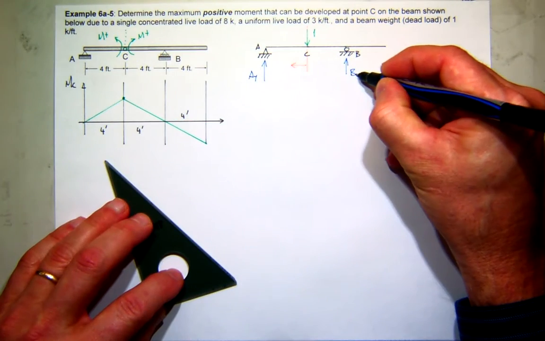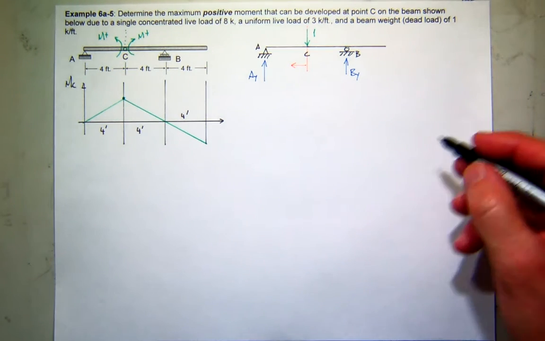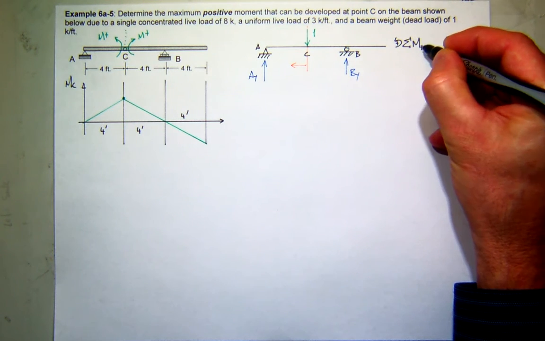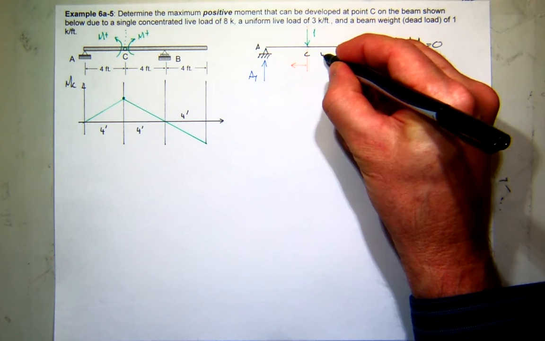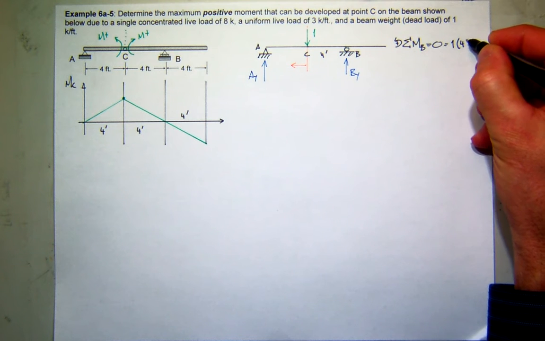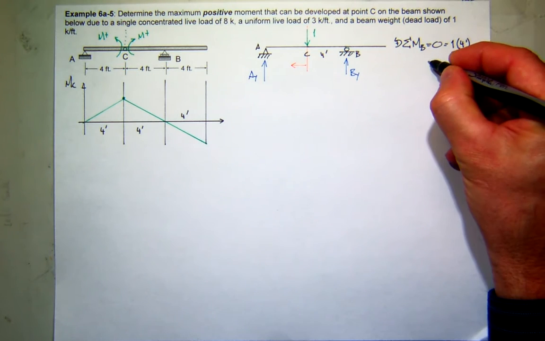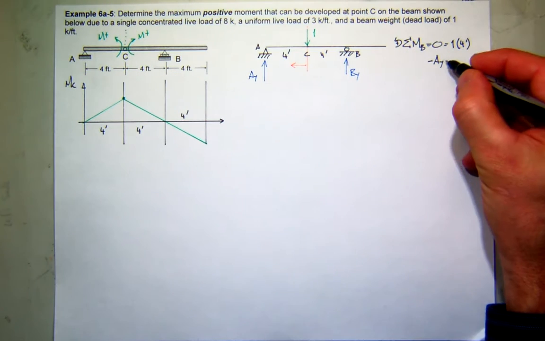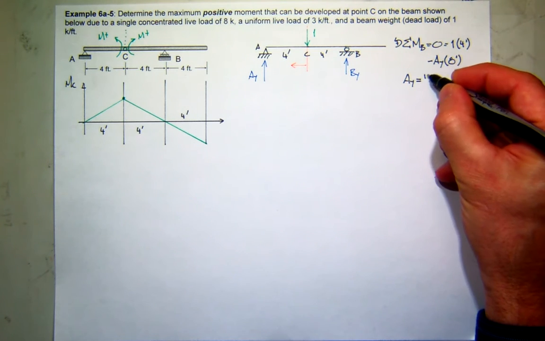How do I find the reaction at A for this position of the load? It's not going to move. It's at that point. Sum at where? B. Make sure it's in equilibrium. So what's the distance from B to there? 4 feet. So that would be 1 times 4 feet. That creates positive moment. AY creates what kind of moment about B? Negative. And what's the distance from B to A? 8. So what's AY equal to? 1/2.